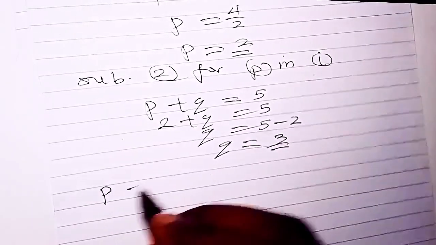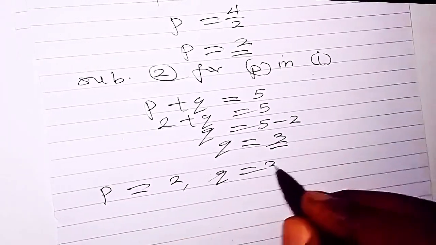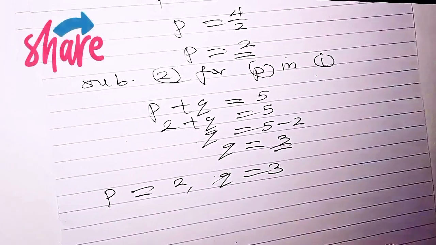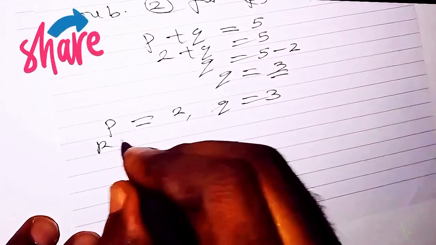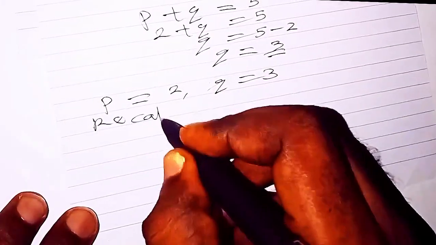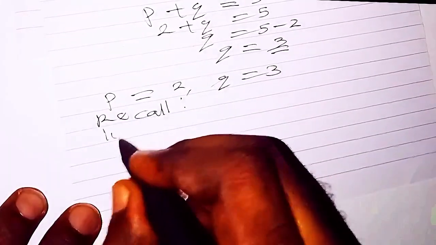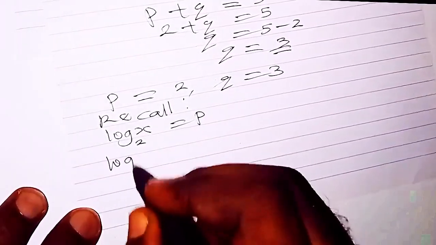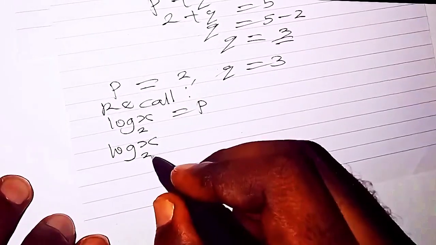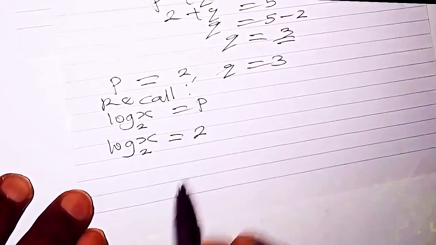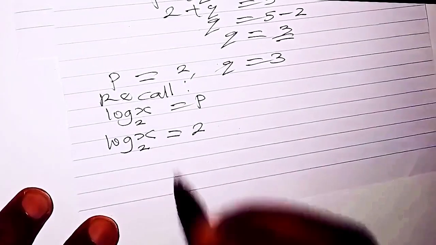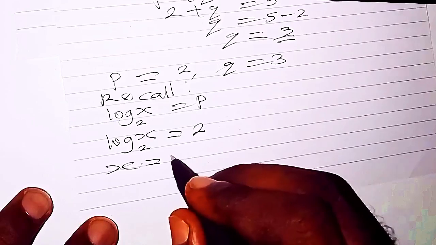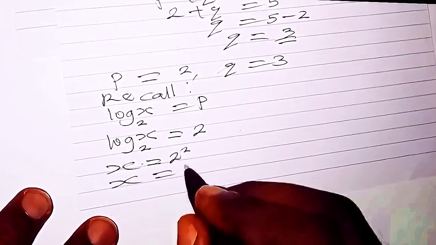Now that we have p to be 2 and q to be 3, of course, we need to solve now for the value of x and y. So we've got to recall, okay? We actually recall that our log x base 2 equal to p. In this case, that means our log x base 2 is equal to 2 because p is equal to 2. Changing this to an index form, that becomes x equal to 2 raised to the power of 2. That's 2 squared. Therefore, our x equal to 4.